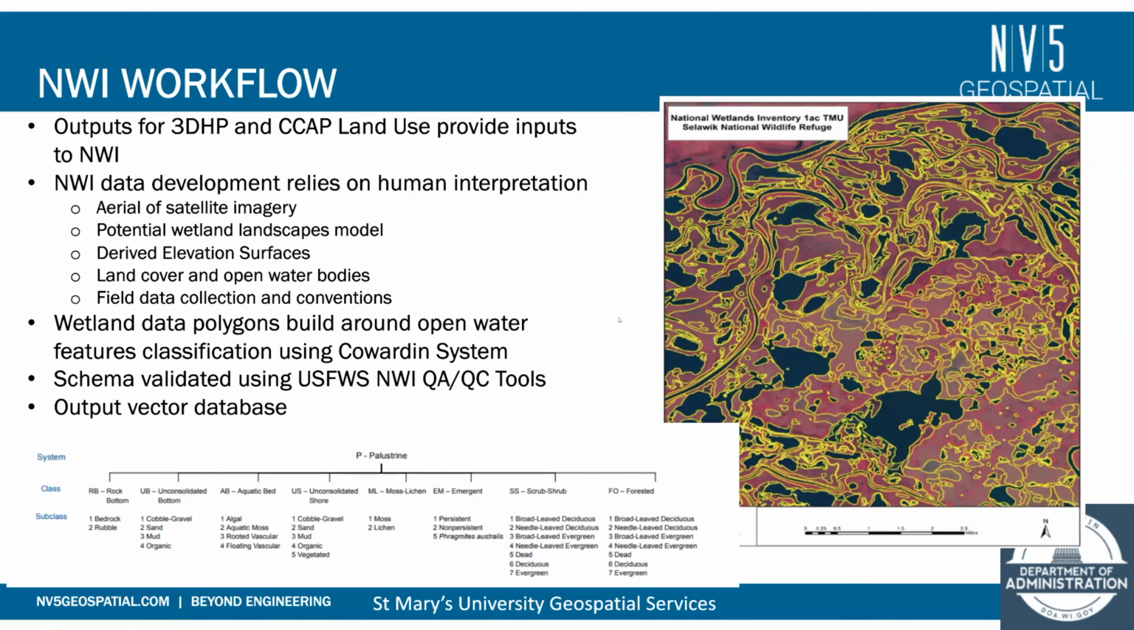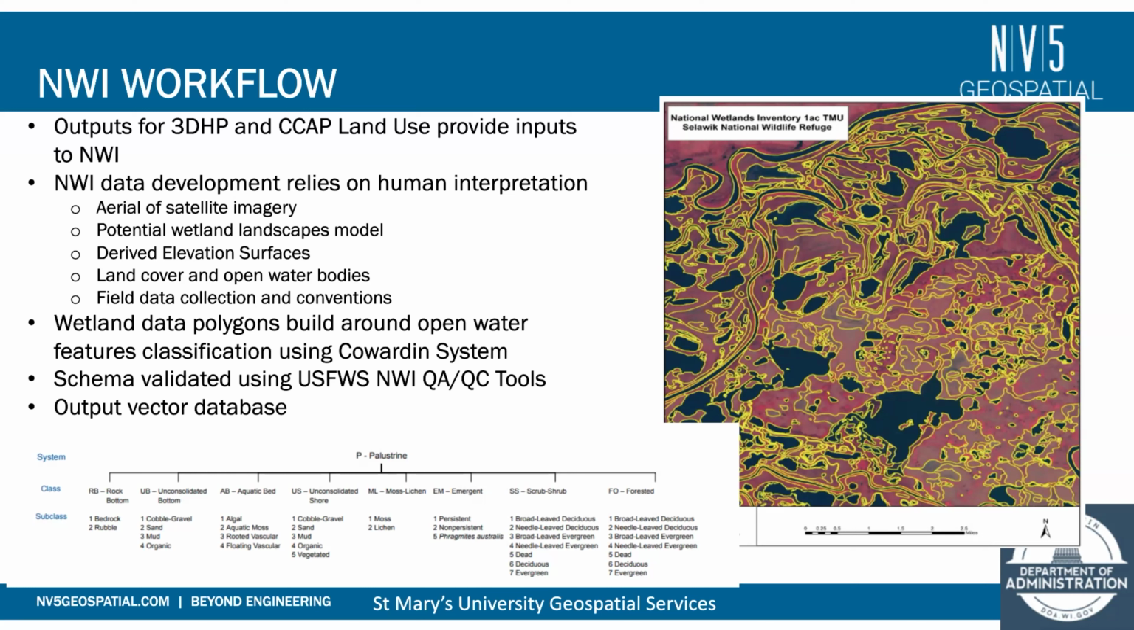So that sort of covers a little bit on the land cover side. Then we also want to understand and link it in with the NWI. The NWI tells us information about the wetlands, and we can utilize the information from the 3DHP and information from the CCAP that will get us 50 to 60% of the way to a final NWI classification.